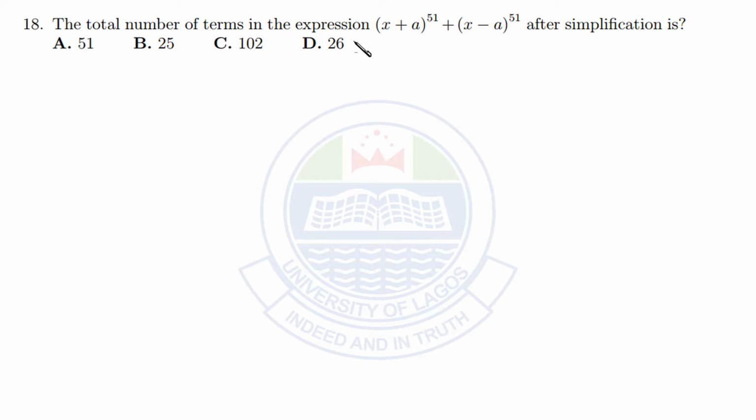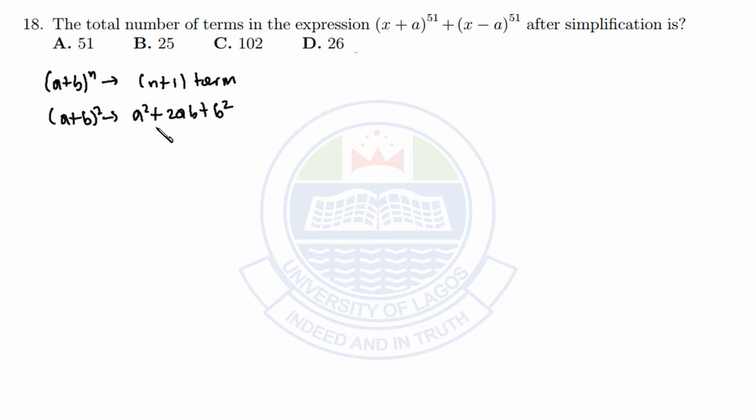In this question, they said the total number of terms in the expression (x plus a) raised to power 51 plus (x minus a) raised to power 51 after simplification is what? Now from the question, you remember that anytime you are expanding (a plus b) raised to power n, you are going to have n plus 1 terms, since (a plus b) raised to power 2 is a square plus 2ab plus b square. You see that if you count the number of terms here, you are going to have 3 terms.